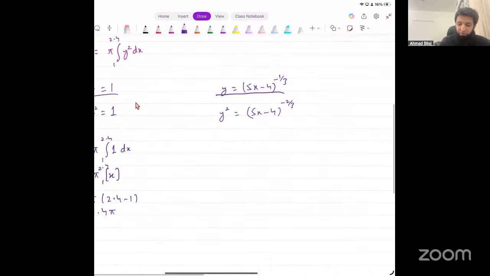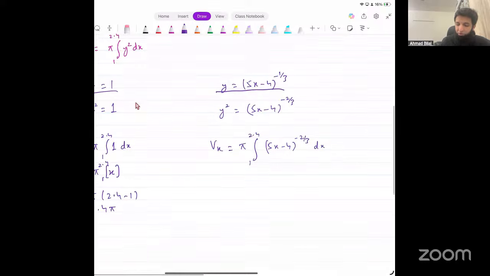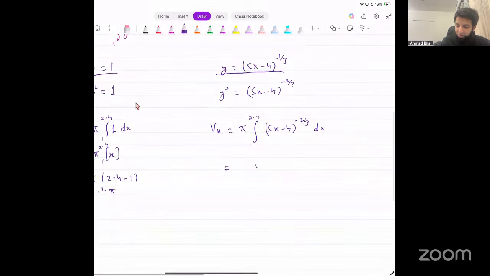Then we do the same thing for the curve as well. That gives us pi into integration of (5x minus 4) whole raised to power negative 2 over 3 with respect to x. Limits are from 1 to 2.4. Integrate and put in limits, and you get (5x minus 4) whole raised to power negative 2 over 3 plus 1, that will be 1 over 3. Divide by that new power. Also divide by the derivative of this thing, which is going to be 5. Input limits from 1 to 2.4.